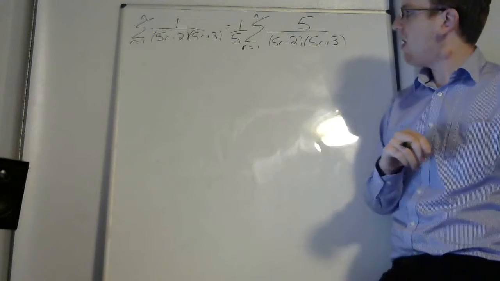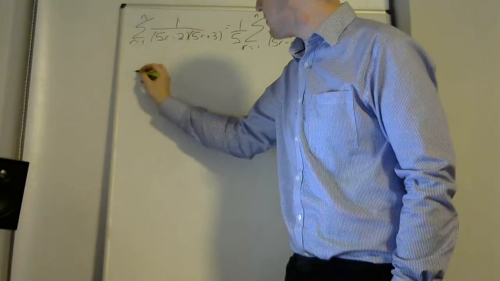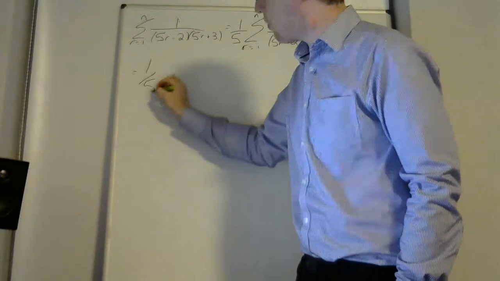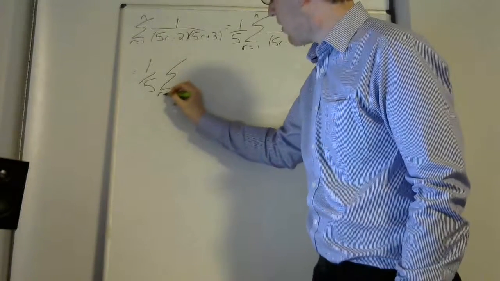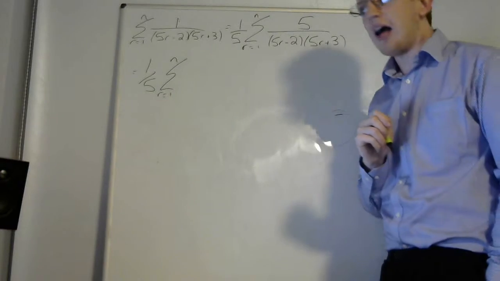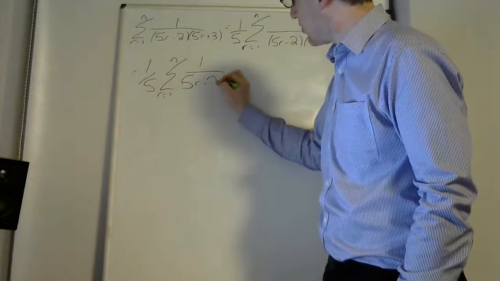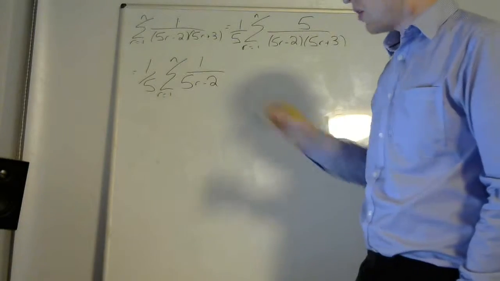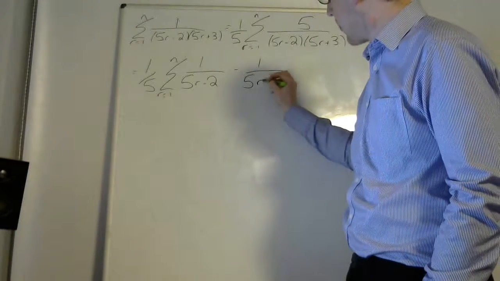Okay, so using part A now, we can rewrite this bit as, remembering the 1/5 here, 1/5 times the sum of r equals 1 to n, and as I said, this fraction we know from part A, that's 1 over 5r minus 2 minus 1 over 5r plus 3.